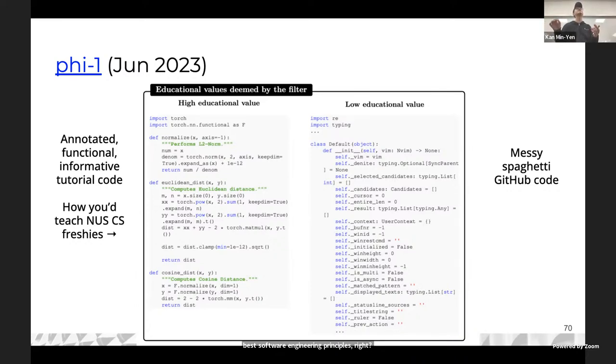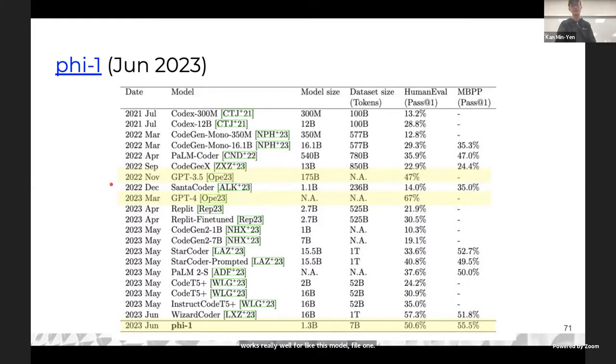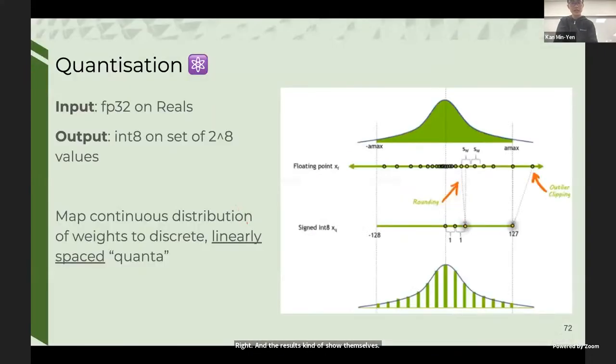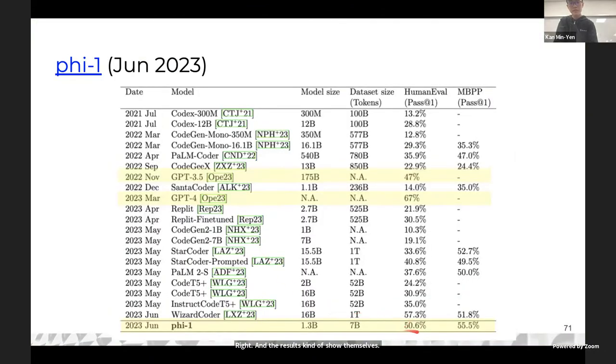And this is the sort of stuff that incidentally also works really well for this model Phi-1, right? And the results kind of show themselves. It is 51% versus ChatGPT at 47%. So just for this limited task of Python code completion, it can actually outperform ChatGPT, and it's not that far off from GPT-4, which is pretty amazing given how small it is, right?